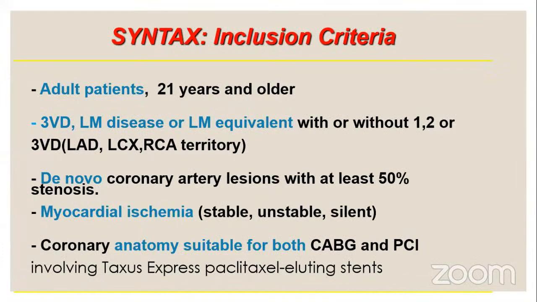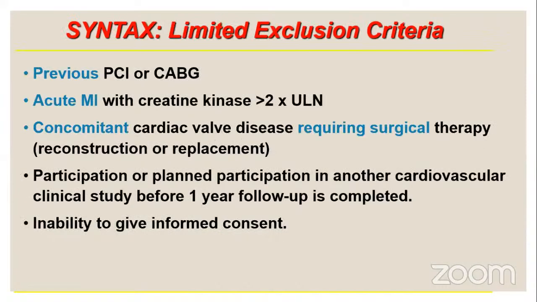The inclusion criteria involved patients who were 21 years old and older, patients with three-vessel, left main, or left main equivalent disease, patients with de novo coronary artery lesions, patients with stable myocardial ischemia, and those with anatomy suitable for both CABG and PCI. Patients excluded from the study were those who had previous PCI or CABG, patients with acute myocardial infarction, those who had concomitant cardiac surgery, those who had participated or were participating in another clinical trial, and patients who were unable to give informed consent.